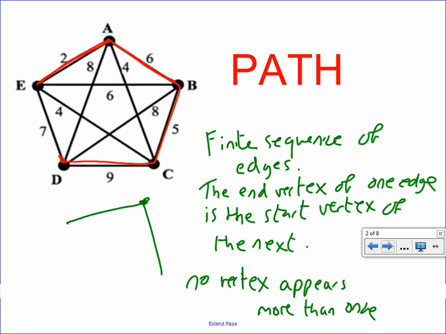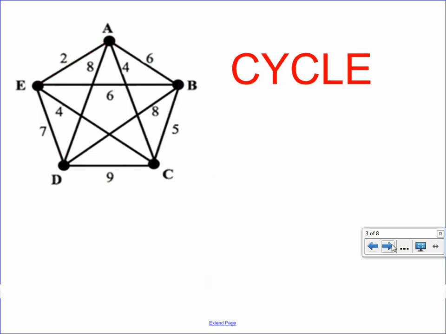So it doesn't have to go all the way around. It could just go from E to A, and then from A to B. That would be a path as well. Cool. Right. Now a cycle is a closed path.